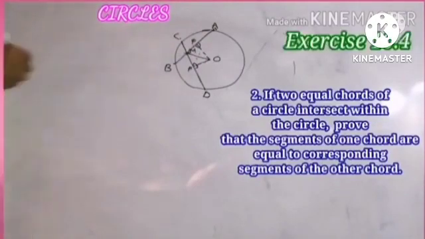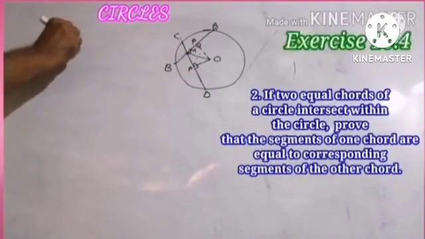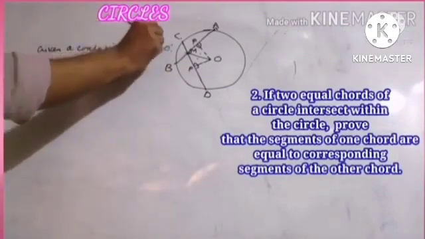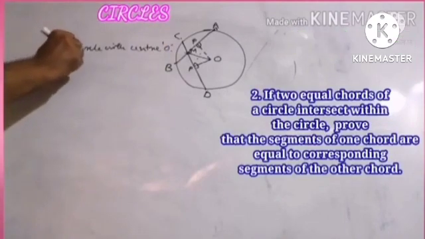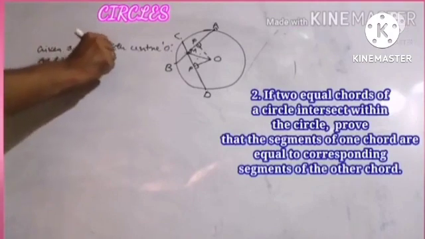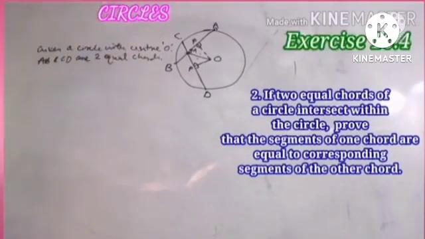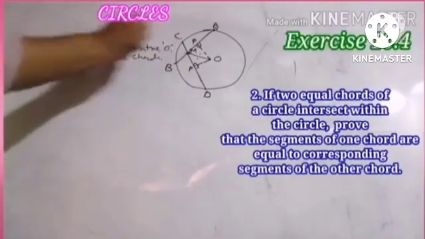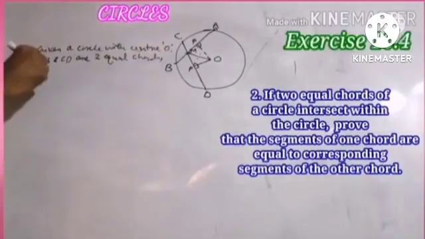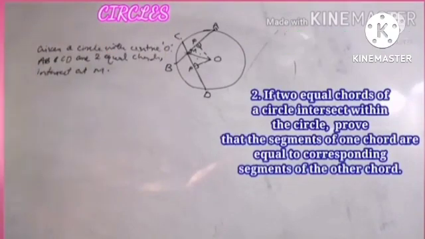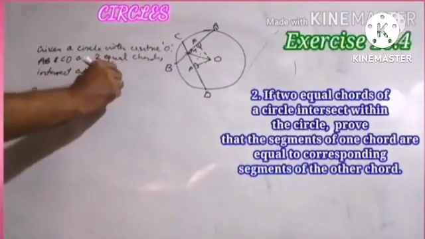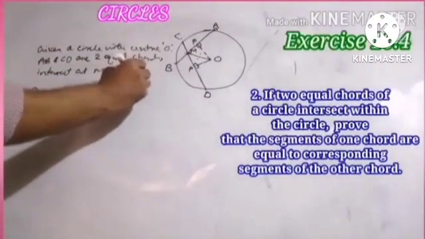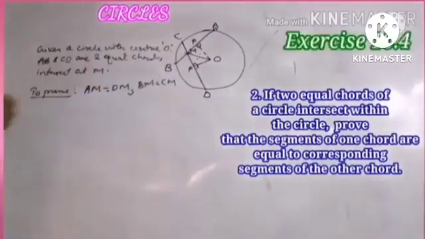Okay, so let's start. Given a circle with center O. AB and CD are two equal chords. That is given. They intersect at M. To prove AM equal to DM. Second, CM equal to BM. That is to prove.